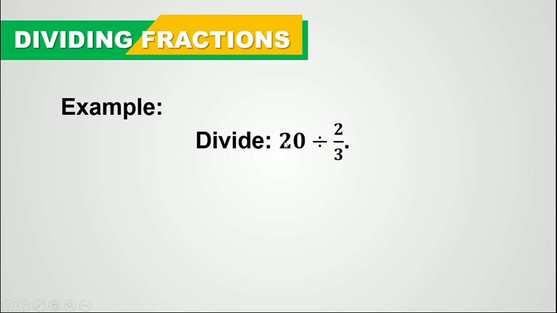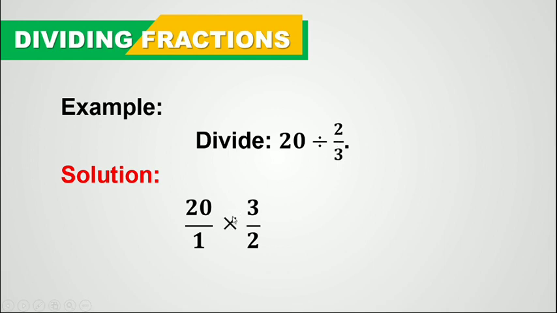So again, this 20, you may write this as 20 over 1 because this is its fractional form. So 20 can be written as 20 over 1, right? Because 20 over 1 is just equal to 20. And then the reciprocal of 2/3 is 3 over 2, or 3/2. And then you proceed to multiplication.